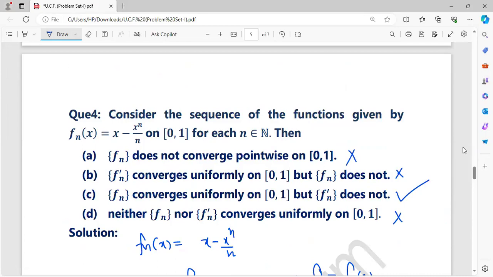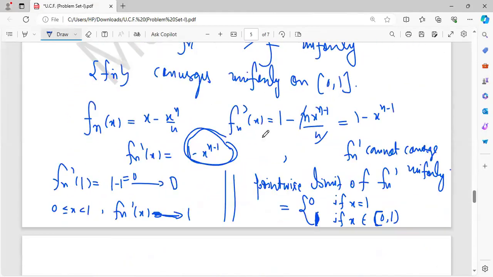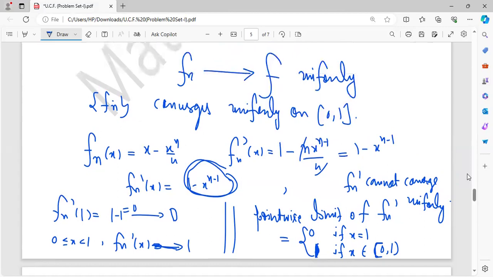I was making a mistake again. f1 dash at 1 is 0, the limit is 0. And when you are taking x between 0 and 1, or x equal to 0, the pointwise limit of the derivative is 1. So the pointwise limit is not a continuous function, but the derivative functions are continuous. So the derivative functions cannot converge to this function uniformly. Otherwise, if they converged, it would have to be continuous, but it is not. Okay, so we are done with this question.